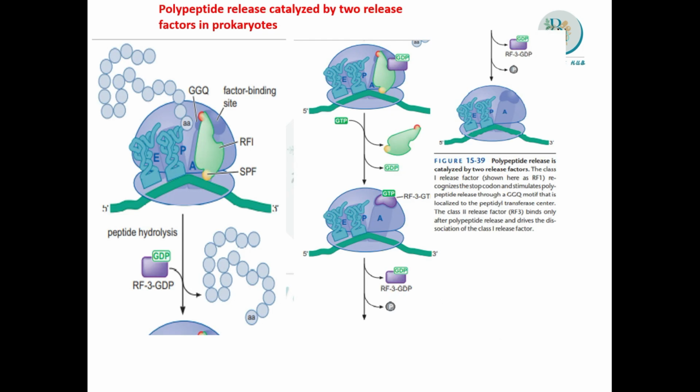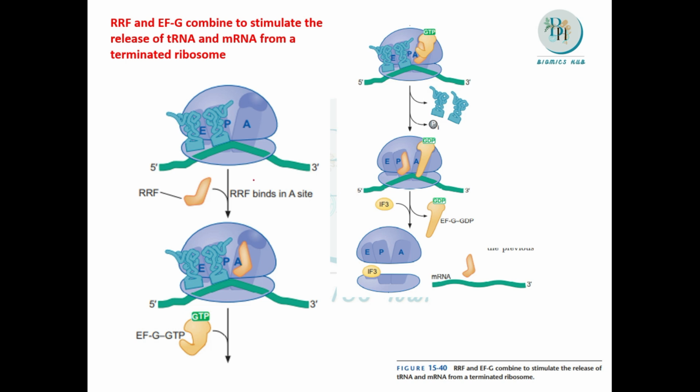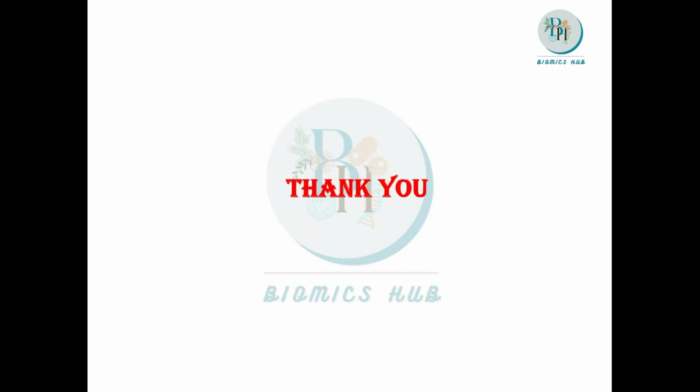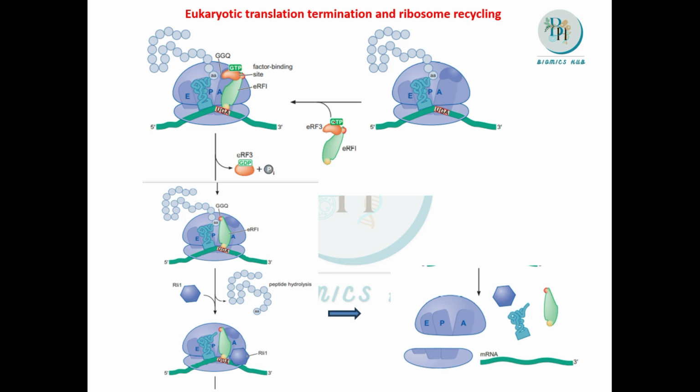Now the next is about the release factor or the termination phase. In case of prokaryotes, it was having RF1, RF2 and RF3, but in case of eukaryotes, it is having RF1 and RF3. RF1 and RF3 are present. In case of prokaryotes, RF3 was helping in dissociation of the polypeptide bond or release of the polypeptide bond.